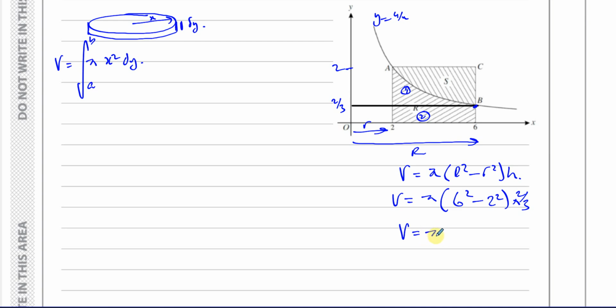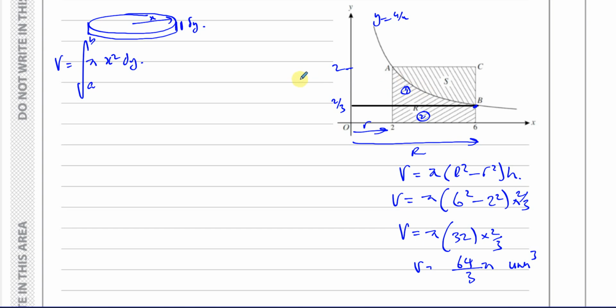That's going to be pi times 36 minus 4, which is 32, times 2 over 3. So the volume is going to be 64 over 3 pi units cubed. That's the cylinder form from the bottom part. Then I've got to think about the shape form from the top part here between 2/3 and 2.